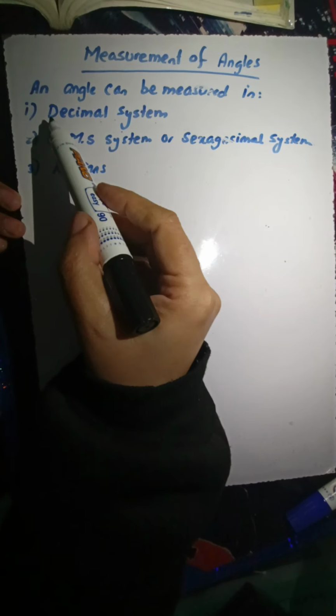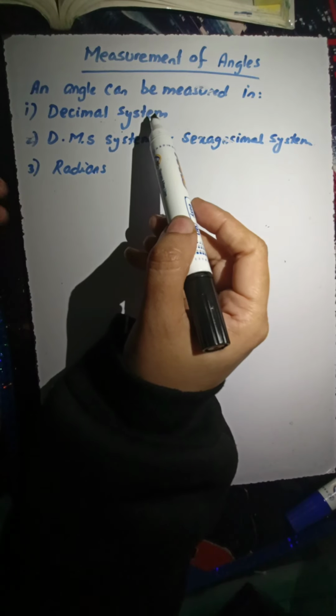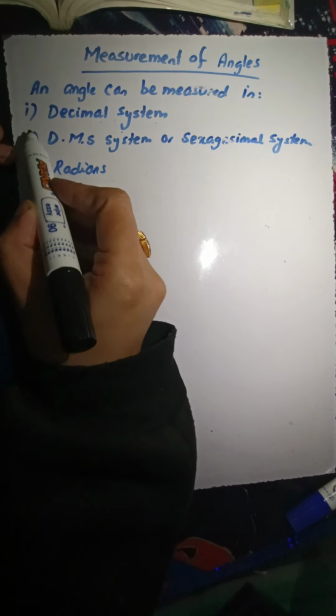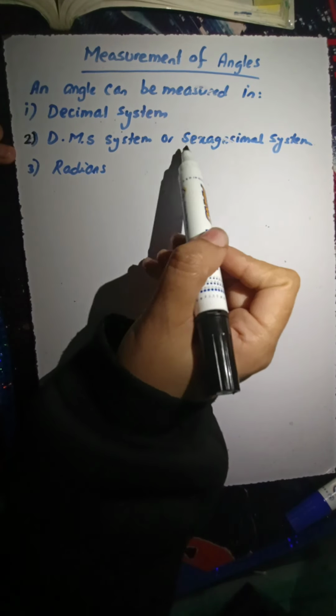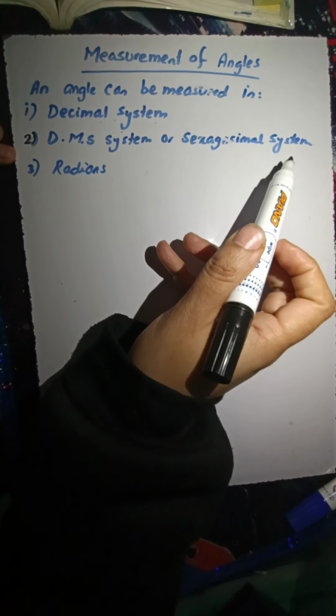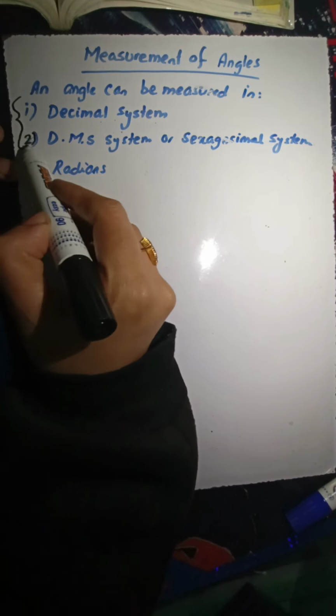Today we are going to learn about different methods of measurement of angles. The first is that it can be measured in decimal form; its measurement can be written in decimal form. The second is the degree, minutes, seconds system, or sexagesimal system. And the third is radians. First of all, I am going to discuss these two.